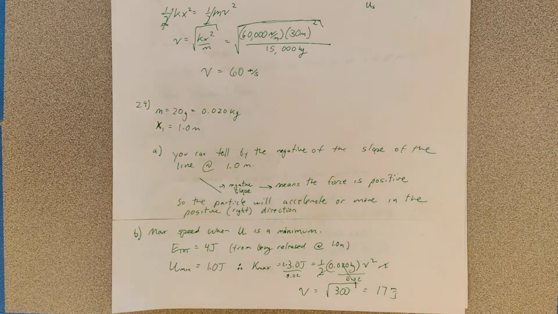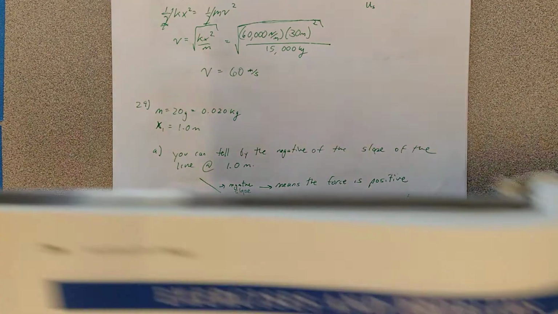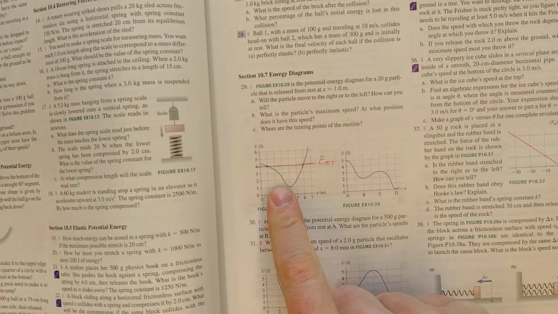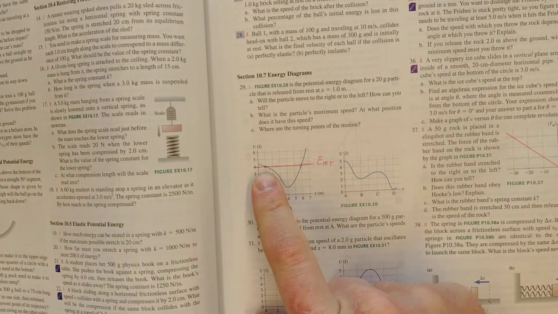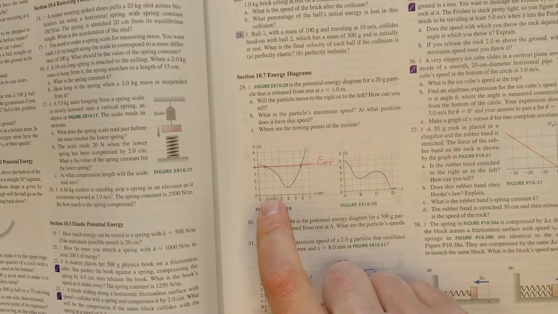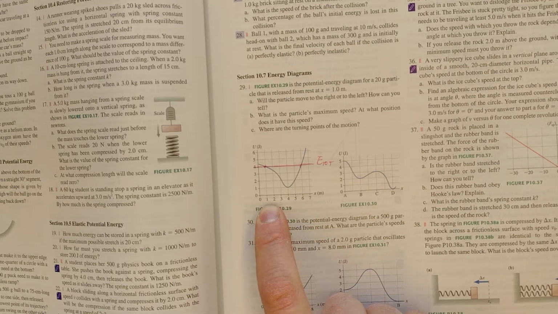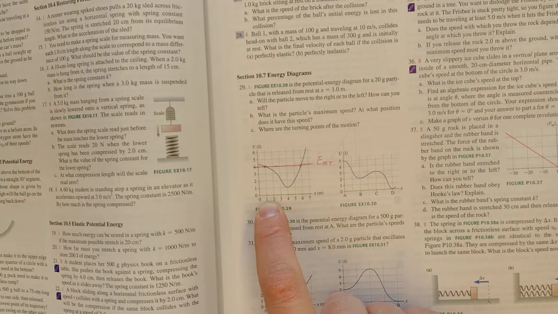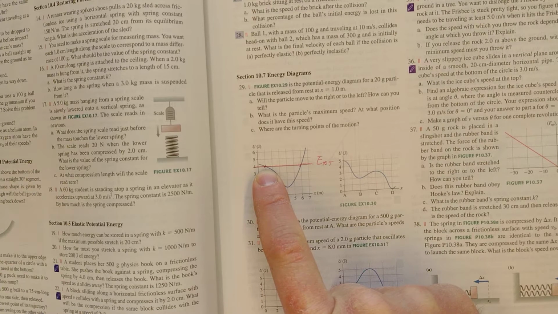Yeah. The potential energy diagram, right? This U-shaped thing. So I just want to talk about this for a second here. It says a 20-gram particle is released from rest at x equals 1 meter. So if it's released at 1 meter, right? I drew a line in the book. If it's released at 1 meter, that means it's all potential energy at that point, because if it's released, its kinetic energy is 0. So it's all potential energy, 4 joules of potential energy.